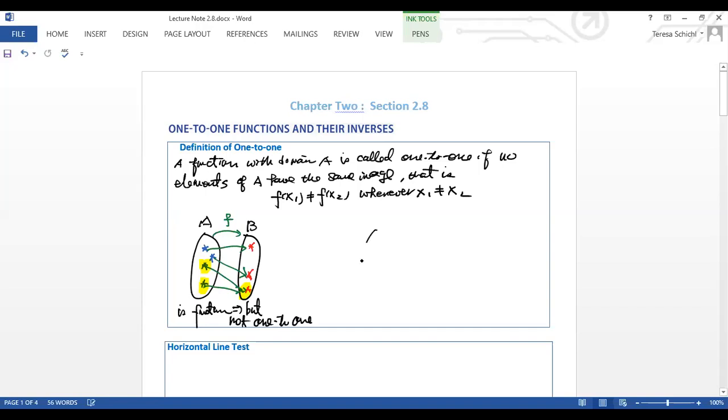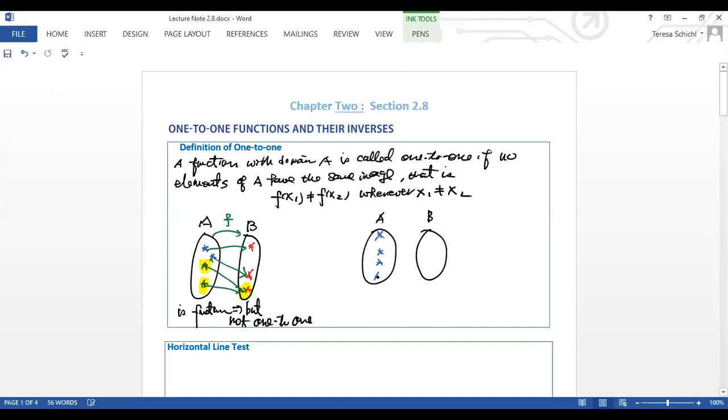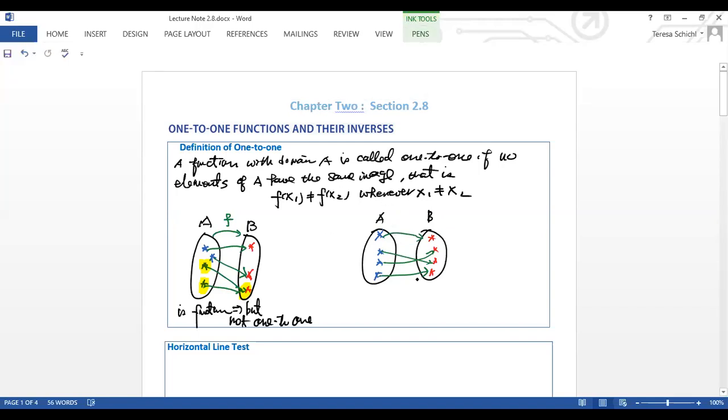Now, the one-to-ones. If this is my A and this is my B, and I have four values here, and I define a relation this way, this way, this way, and this way, so that every value in A goes to only one value in B, and no two values share the same image, then this function is a one-to-one function.